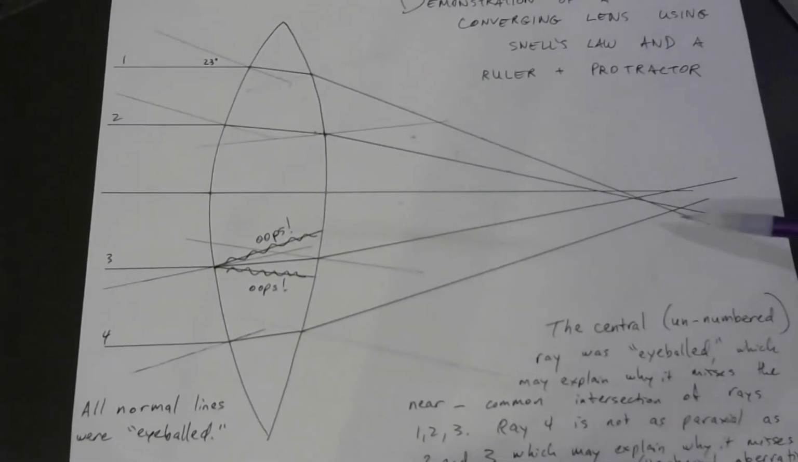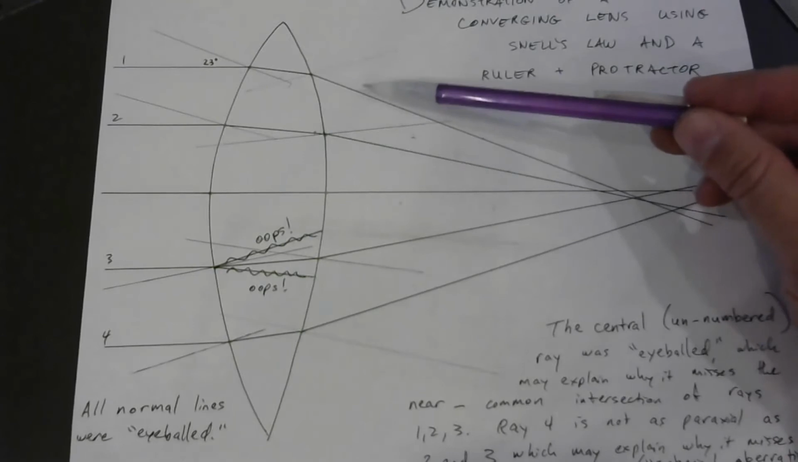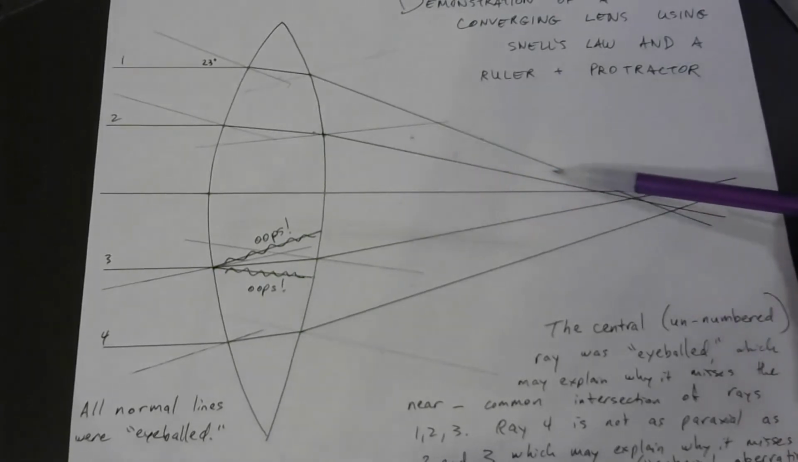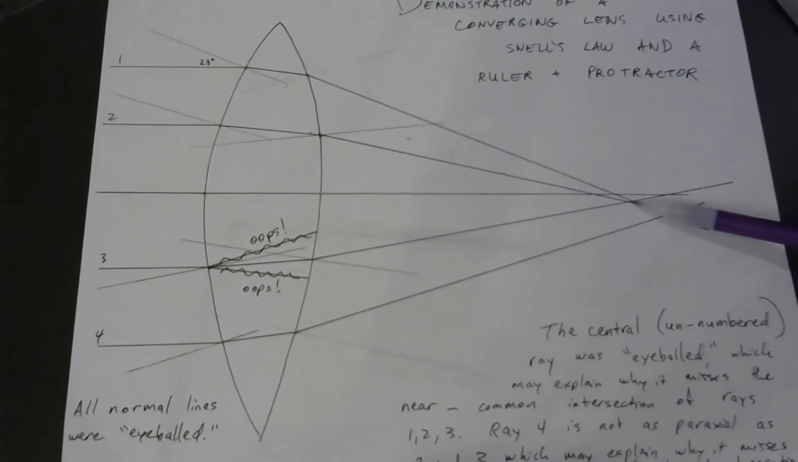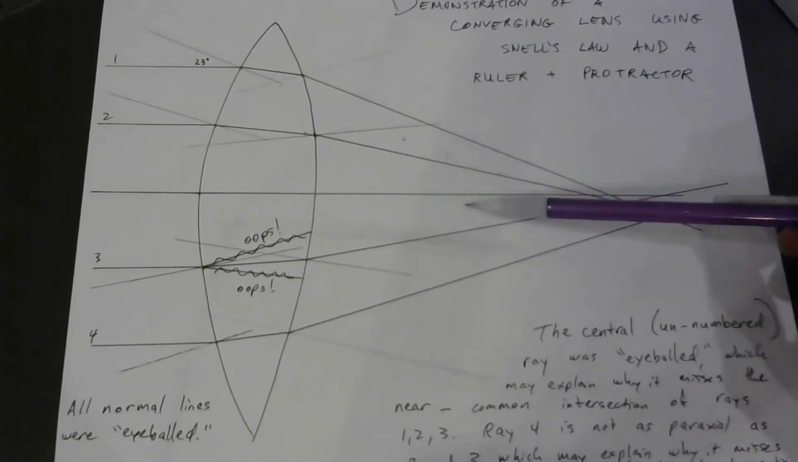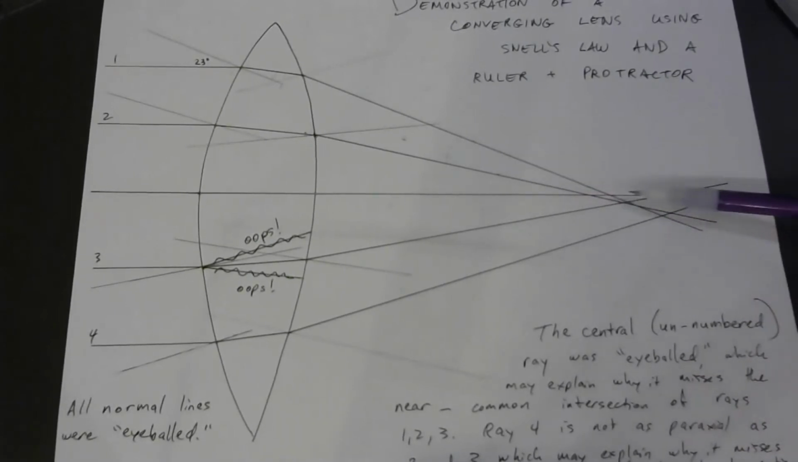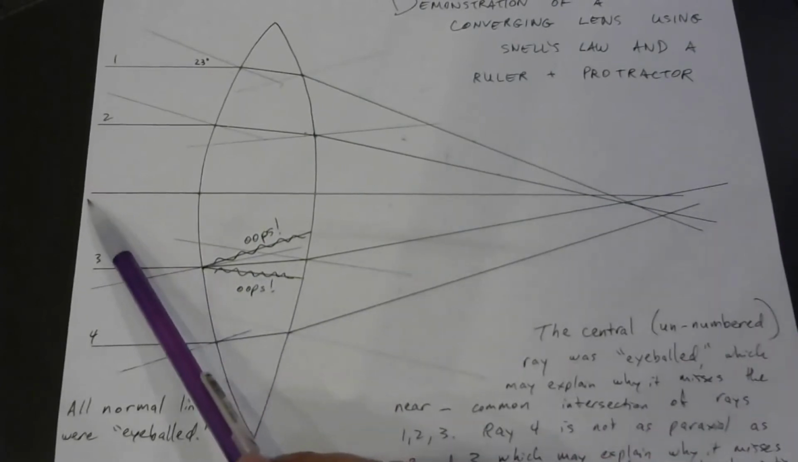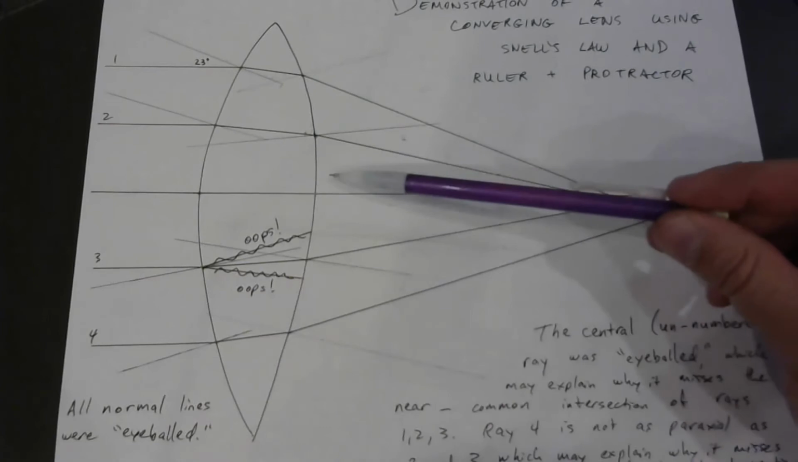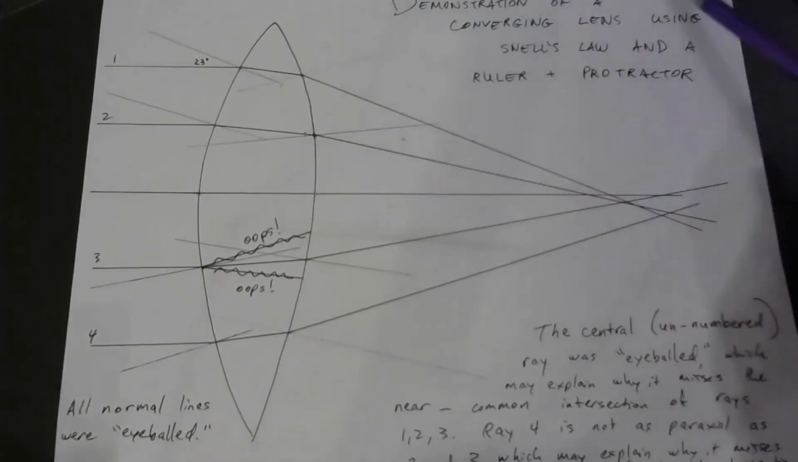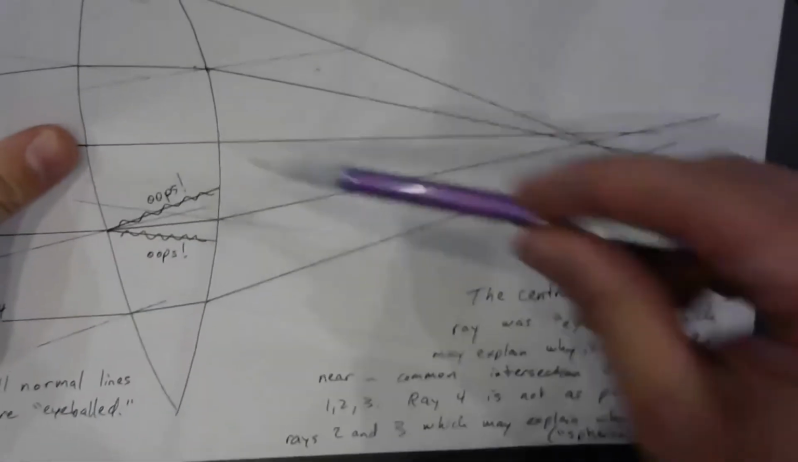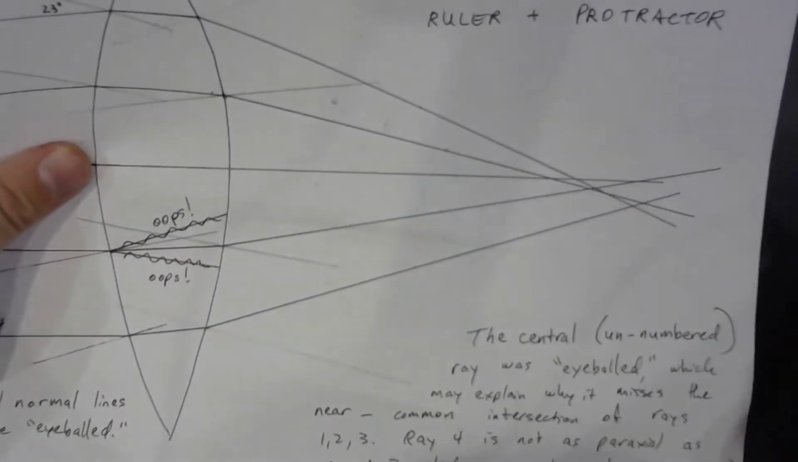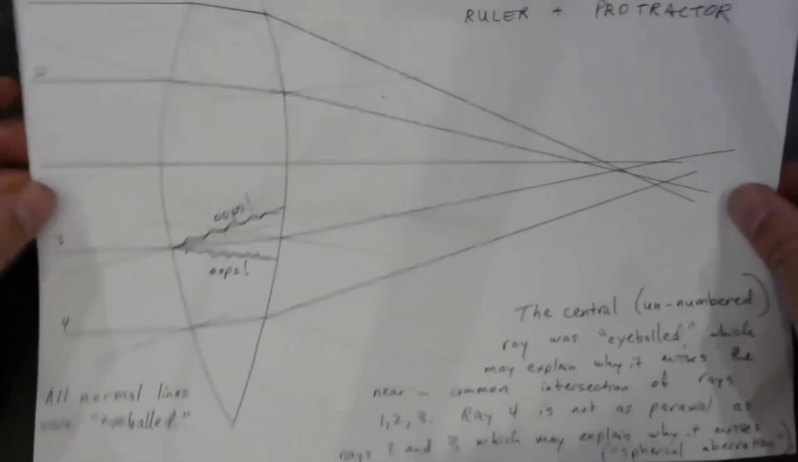It was disappointing because I was hoping that all of these rays would intersect in a single point or close to a single point. If I look at rays 1, 2, and 3, they seem to intersect right about here. That looks pretty good. This ray misses the intersection point by quite a bit, and it may be because I just assumed it was going straight forward. You can tell this is not exactly 90 degrees here. Maybe if I had used a protractor, I would have gotten better results for that ray.